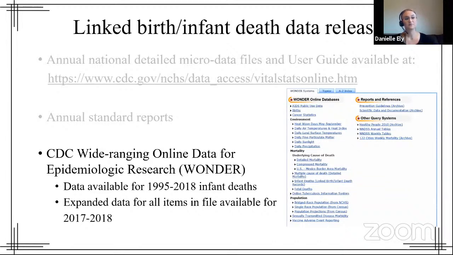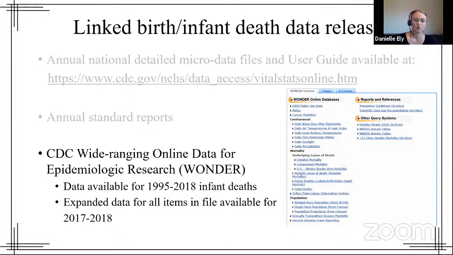Additionally, you can find our information on the CDC wide-ranging online data for epidemiological research, or what we call WONDER. And in WONDER, the linked data files are available from 1995 to 2008. And we have an expanded data set, which includes essentially all of the items in our data file that's available for 2017 and 2018. So CDC WONDER provides researchers not only with the data, but also with the reference materials and reports and guidelines on topics.